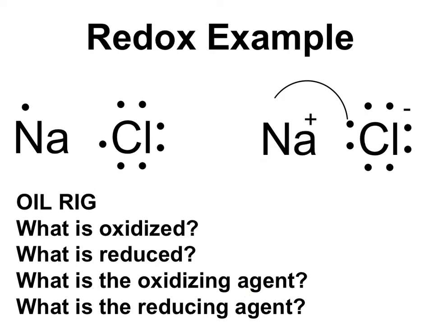An oxidizing agent is the compound that is taking the electron. In this case, the chlorine atom is the oxidizing agent because chlorine is oxidizing sodium, or taking the electron away from sodium. If we reverse that, we get the term reducing agent. The reducing agent is the compound that gives up the electron. In this case, sodium is the reducing agent because sodium is reducing chlorine. Sodium is giving up this electron for chlorine to gain.